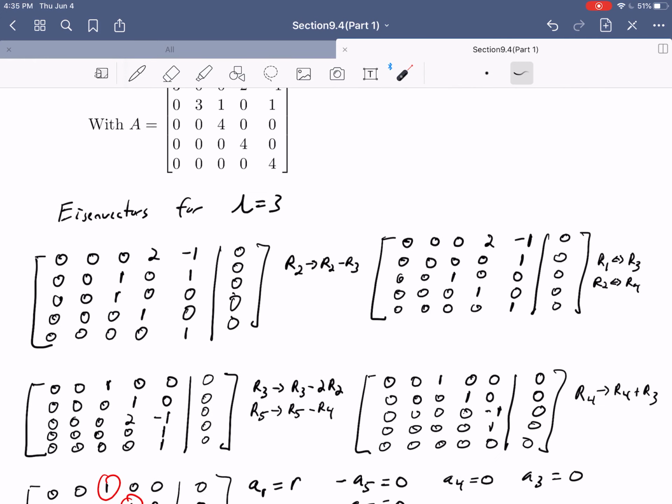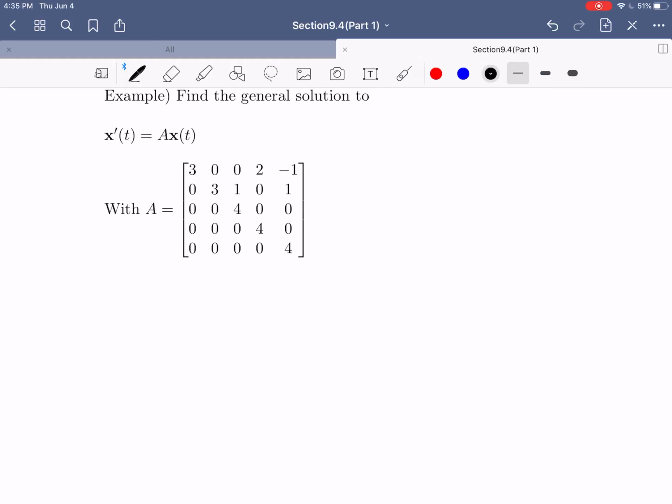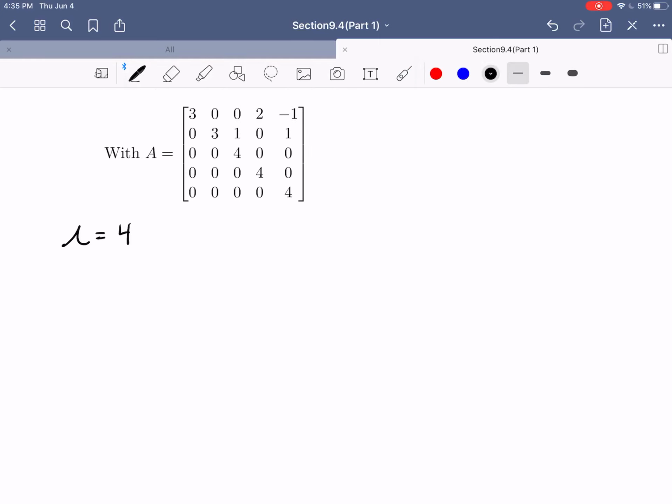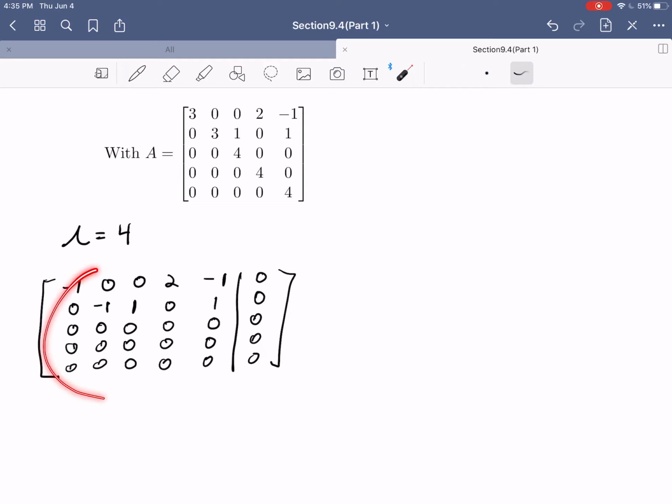Let's go ahead and check out what happens for lambda equals 4. So we'll use another page here. Now for lambda equals 4, let's subtract that off the diagonal and then augment with 0. So minus 1, 0, 0, 2, minus 1, 0, minus 1, 1, 0, 1, and then the rest are 0s. Okay, this is great because unlike the previous one, this one's already in row echelon form, so we're all good.